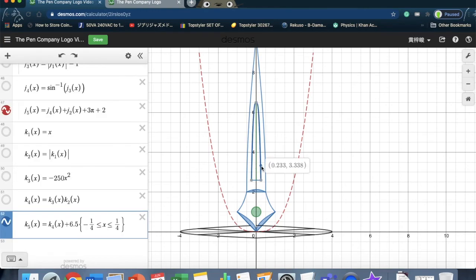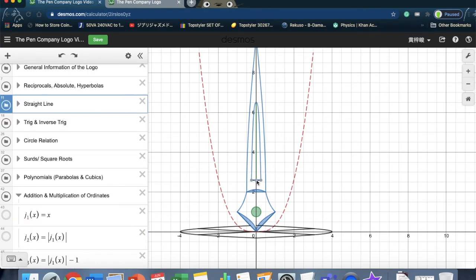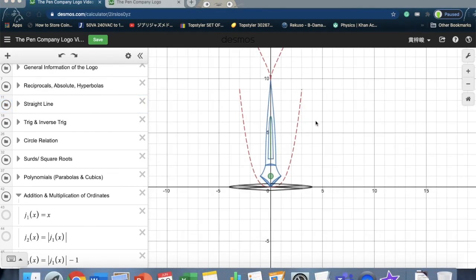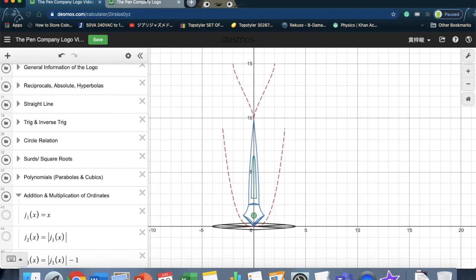Lastly, we equate k5(x) to y equals 83/32, or b2(x), getting points of intersection at -1/4 and 1/4, representing the domains for both functions. And there we have it, we've just created the logo for the pen company.